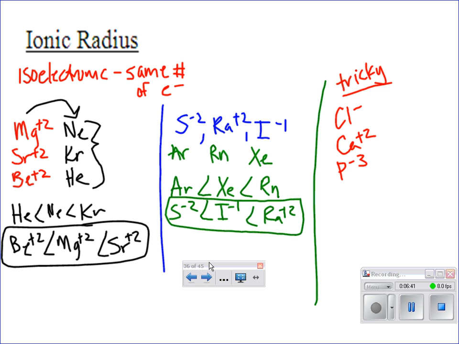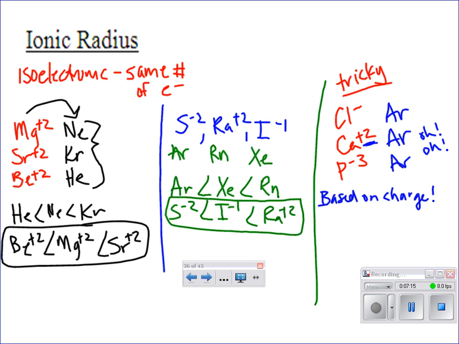So here again I want you to find what noble gas these are isoelectronic to. That's isoelectronic to Ar. Uh-oh, they're all isoelectronic to Ar. So what do we do? We're going to base it on charge. What do I mean? Based on charge means I'm going to look at the number of protons. We know these all are isoelectronic to each other, so they all have the same number of electrons. The one with the most protons, meaning the largest positive charge, is the one that's going to be the smallest because the nucleus is pulling harder on that same number of electrons.